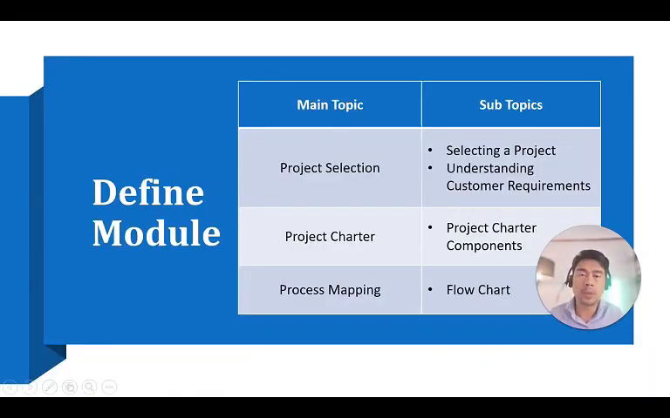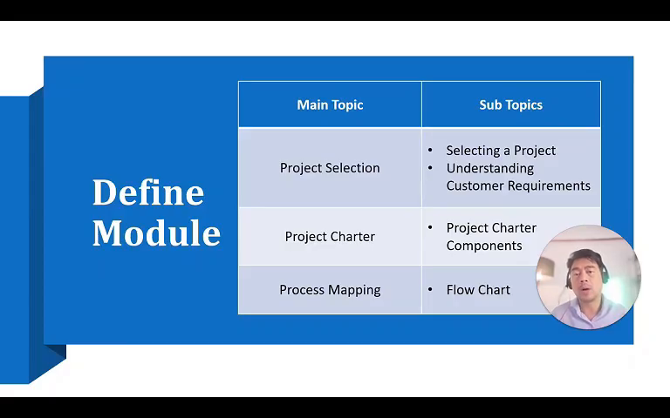In the define module, there will be three major topics. The first one is project selection. When you are in a process, you identify what process to start. This is quite relevant if you are in an organization, because organizations have multiple priorities. So you need to identify first the projects that you would want to move forward. But if you're a freelancer, you can choose a specific topic that you would want. It could be a project that is requested by your client or a project that is related to your internal process. Okay, so the next major section here in define is the project charter.